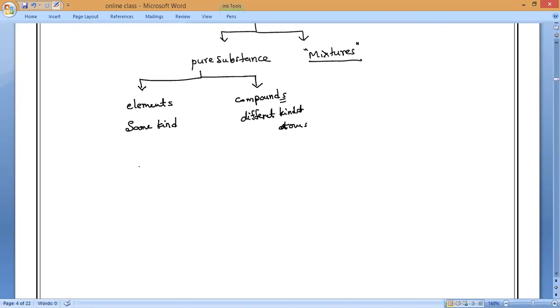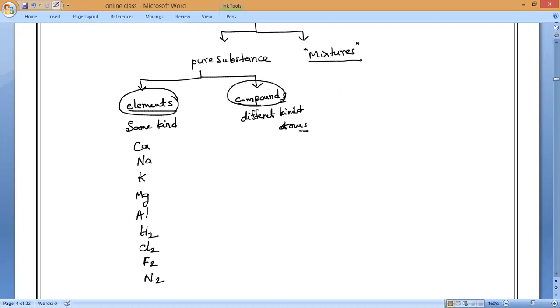So what are examples of elements? I have given a lot of examples. Anybody now? Yes, you can take calcium, sodium, potassium, magnesium, aluminum, hydrogen gas, chlorine gas, fluorine gas, nitrogen gas. These all are called elements.